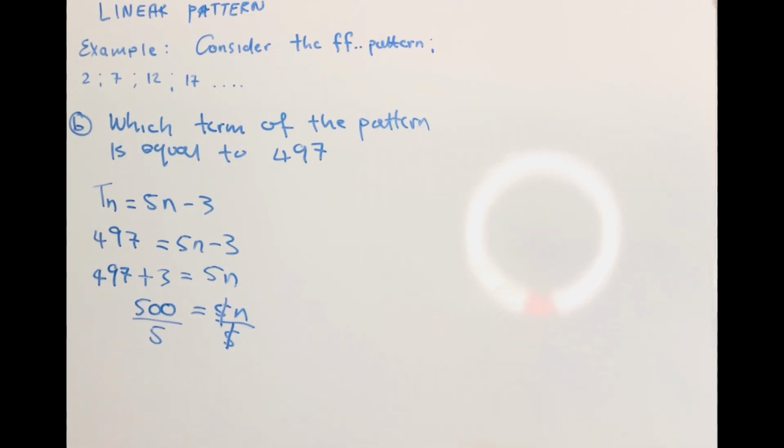But let's keep cancelling now. 5 cancels 5, and then we're left with 500 divided by 5. It's 100. It's destroying their bond now, and then we're left with n. So that means 497 is on the 100th term.